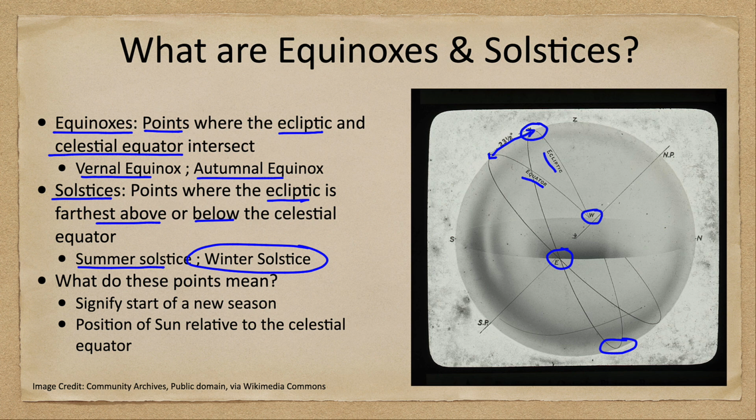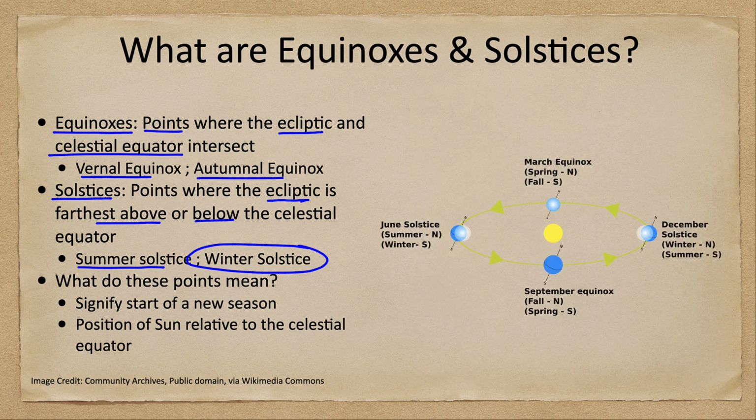And those are the days when the sun is highest in the sky for summer and lowest in the sky for winter. So what do these mean? Well, they actually signify the start of a new season. So when these dates occur, that is the beginning of a new season.